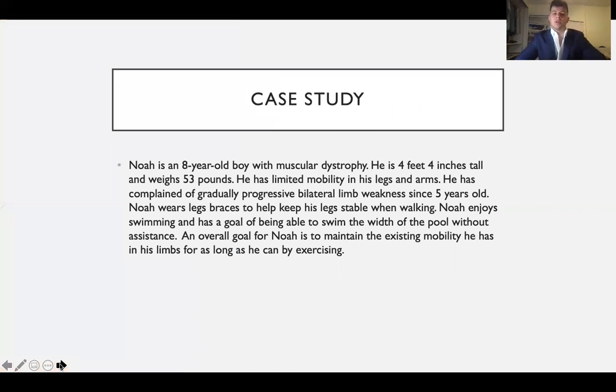So for my case study, Noah is an 8-year-old boy with muscular dystrophy. He is a 4 feet 4 inches tall boy and weighs 53 pounds. He has limited mobility in his legs and arms. He has complained of gradually progressive bilateral limb weakness since 5 years old. Noah wears leg braces to help keep his legs stable when walking. Noah enjoys swimming and has a goal of being able to swim the width of the pool without assistance. An overall goal for Noah is to maintain the existing mobility he has in his limbs for as long as he possibly can.